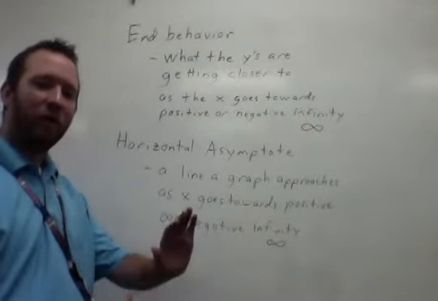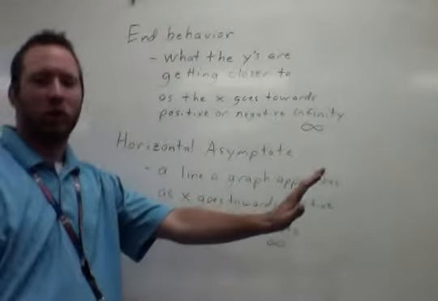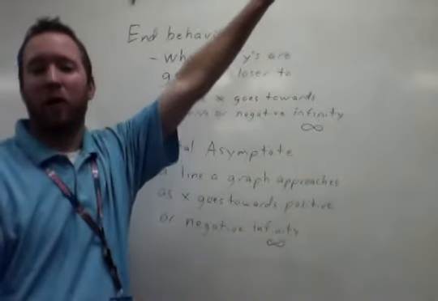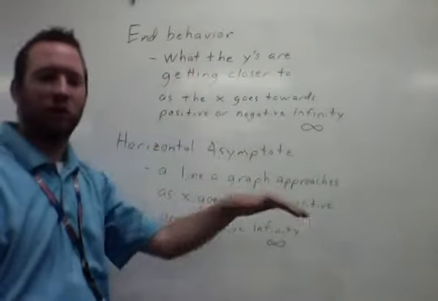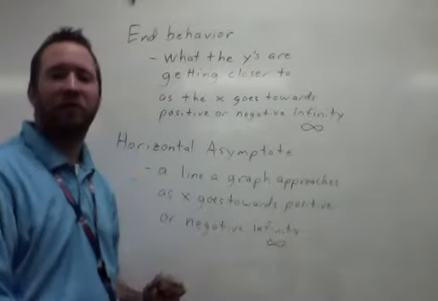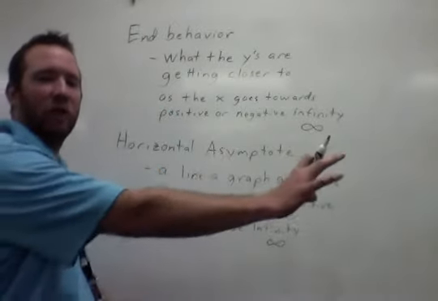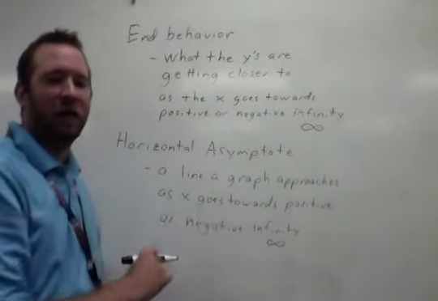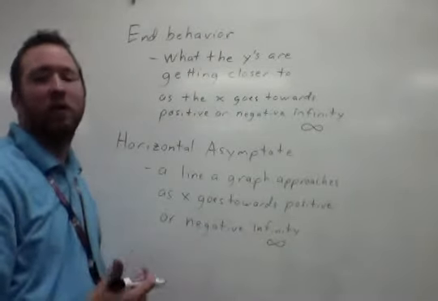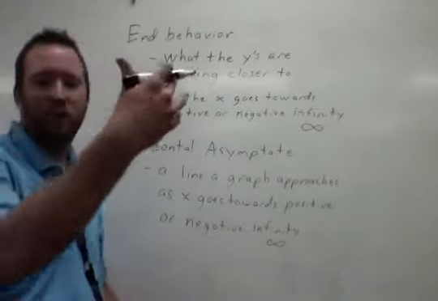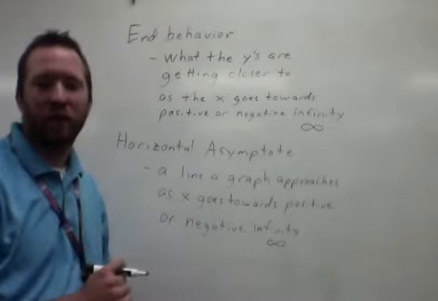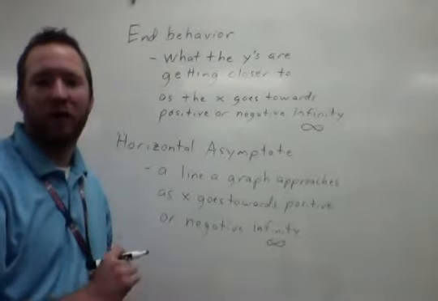So as I follow the graph way to the right, what's going on with the y's? Are they leveling off at a number? Are they going way up to the sky off to infinity? Are they going way down to negative infinity? Same thing as I go left, what's going on? Does the graph go up? Does the graph go down? Or is again the graph kind of level off, which we see a lot with asymptotes in exponential graphs.